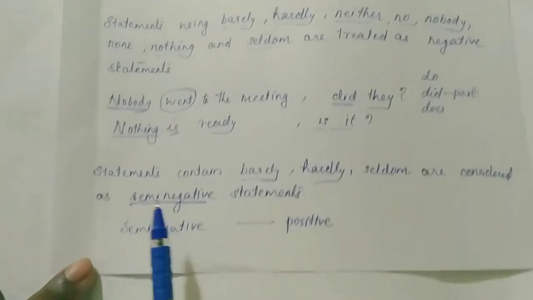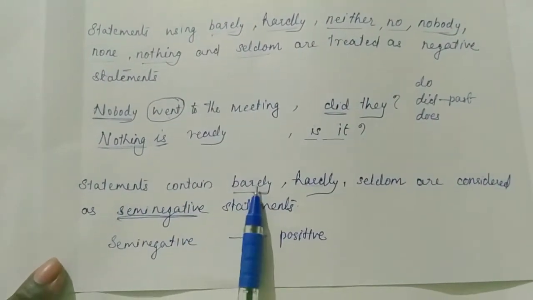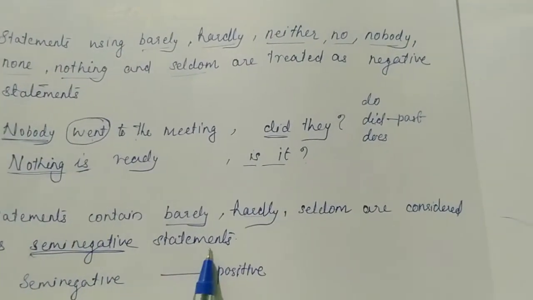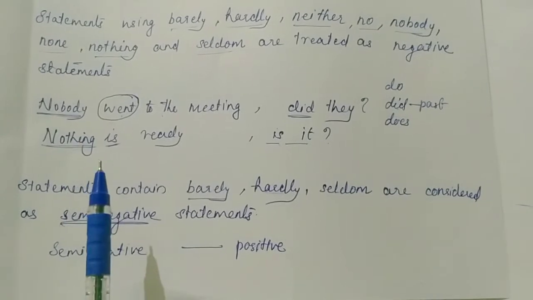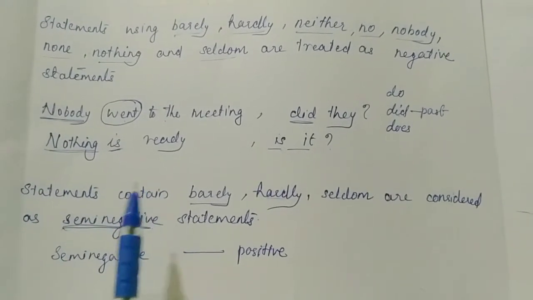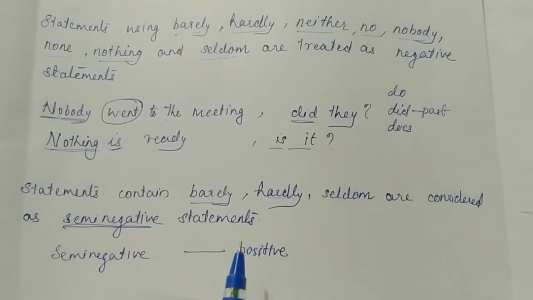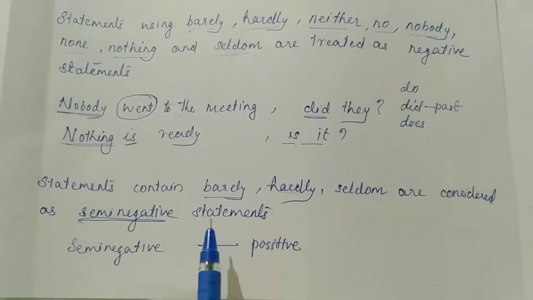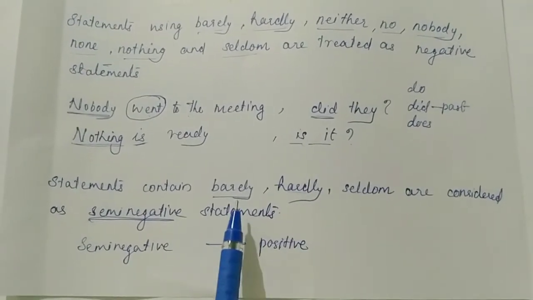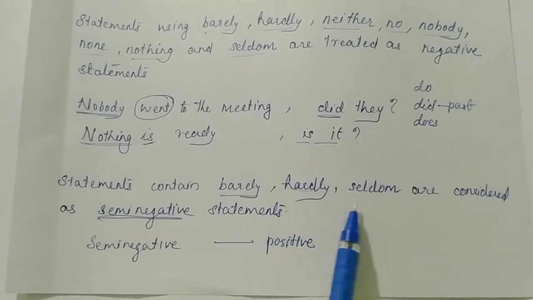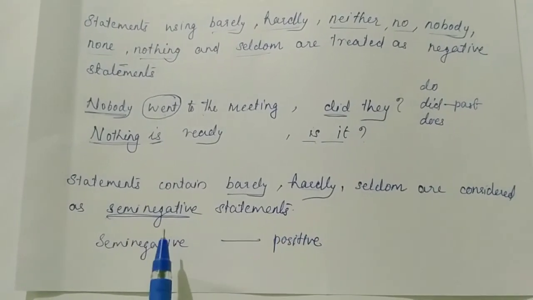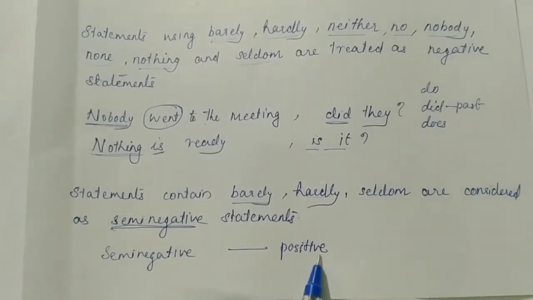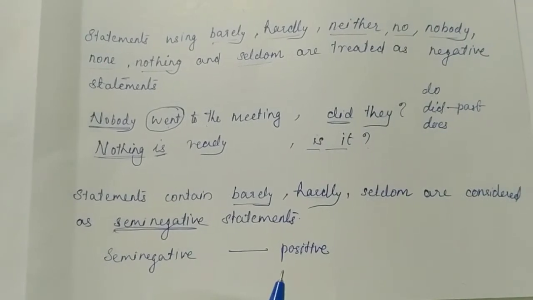One more point: statements that contain barely, hardly, seldom are considered semi-negative statements. If negative words are there, easily we can tell it is a negative statement. But with the words barely, hardly, seldom, we cannot identify whether it is a positive or negative statement. So we consider that sentence a semi-negative statement. A semi-negative statement also gets a positive question tag. Okay, students?